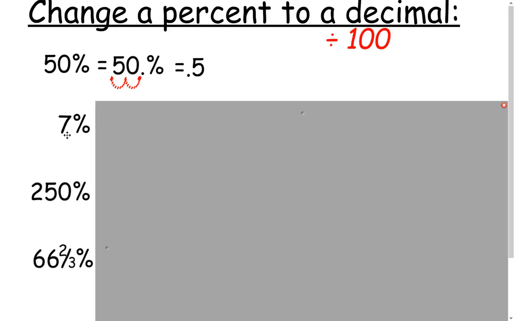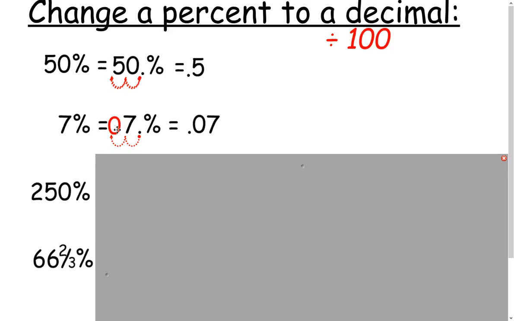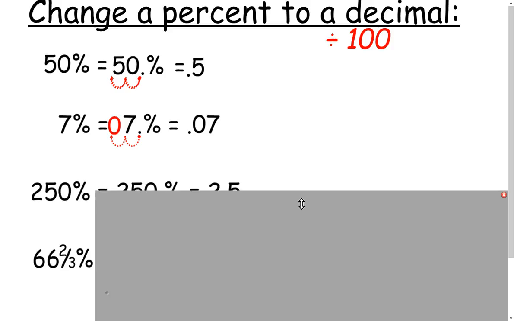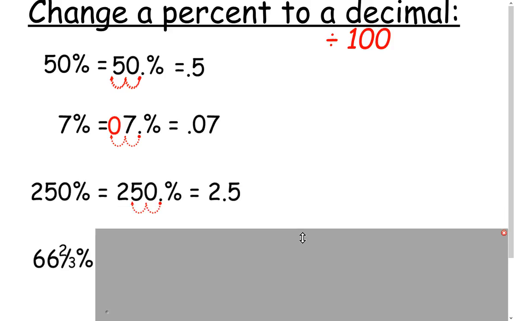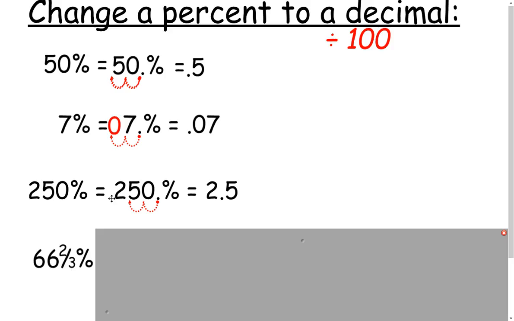So look at 7. There's no decimal place. It's at the end, the furthest right. Move it over 2 places, and when you do, you'll see that there was a space here. We need to placehold with a 0, and I get 0.07. For 250, move the decimal place over 2, and I get 2.5. And I just want you to realize, some people think you move the decimal to the very front, and you don't. You just move it over 2 every time.